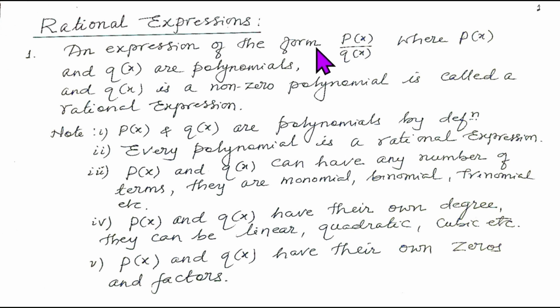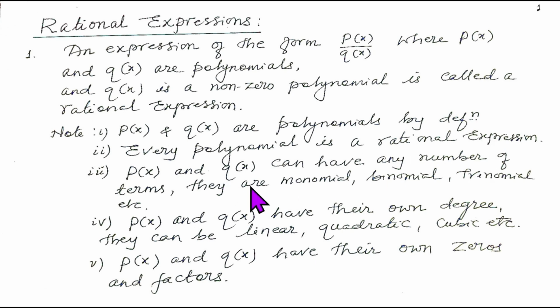An expression of the form p(x) by q(x), where p(x) and q(x) are polynomials and q(x) is a non-zero polynomial, is a rational expression. Now, the conditions for any expression to be a rational expression are that p(x) and q(x) are polynomials by definition. Every polynomial, any polynomial you take, is a rational expression.